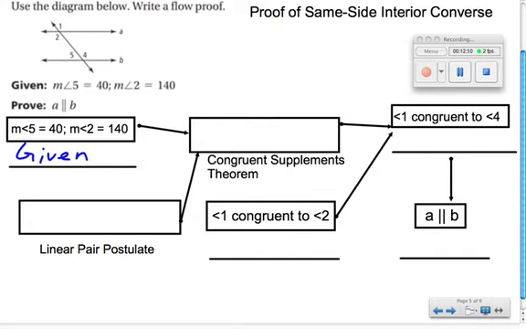Alyssa. Angles 2 and 5 are same-side interior angles. Hold that thought. That's actually the property that we're proving. Angle 1 and 5? No, not 1 and 5. Casey. 5 and 4. Angles 5 and 4, yes. So I can say that angle 5 and angle 4 are supplementary.